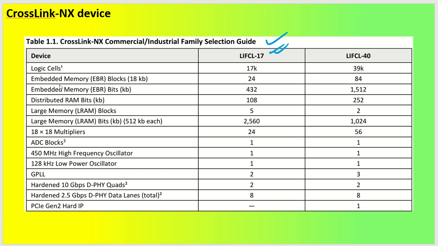Now if you see, we have embedded memory, which is 24 into 18 kilobits. Then we have embedded memory EBR bits, that is 432. Then we have distributed RAM bits, and large memory blocks are there. Then we have large memory LRAM bits. We have multipliers, 24 multipliers are there. We have ADC blocks, a frequency oscillator, and a low power oscillator. Then we have gigabit PLL, and then we have a hardened 10 Gbps D-PHY, that is the physical layer. Similar to that, all other parts are there.